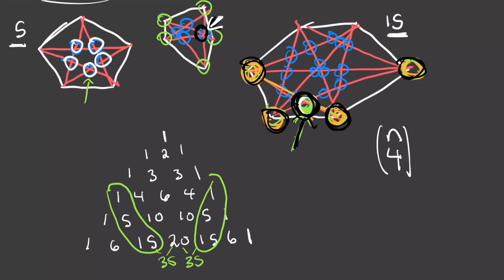That's why we were getting these numbers in Pascal's triangle, right? This is the row corresponding to 4. This is 4 choose 4. It's going to be 1. This right here is 5 choose 4. This is 6 choose 4. This is 7 choose 4, etc.